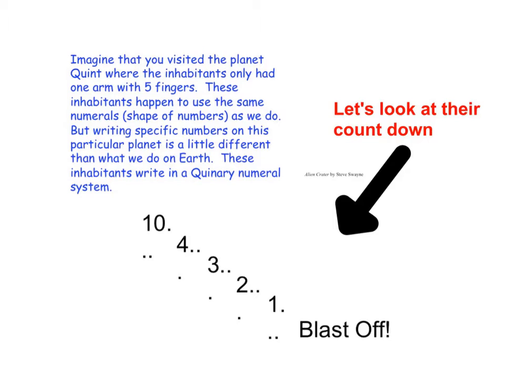Imagine that you visited the planet Quint, where the inhabitants only had one arm with 5 fingers. These inhabitants happen to use the same numerals, shapes of numbers, as we do, but writing specific numbers on this particular planet is a little bit different than what we do on Earth. These inhabitants write in a quinary, or base 5, numeral system.